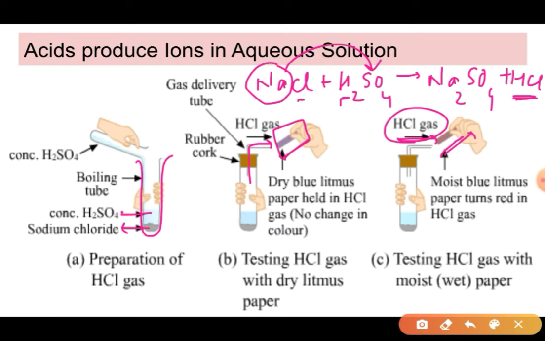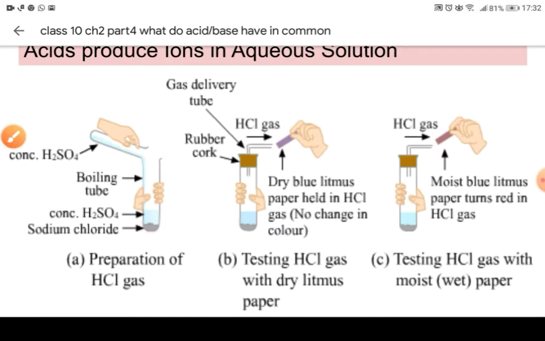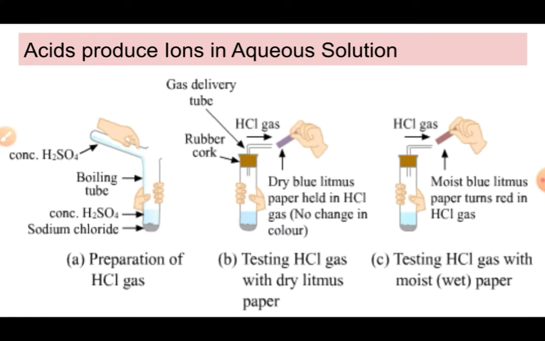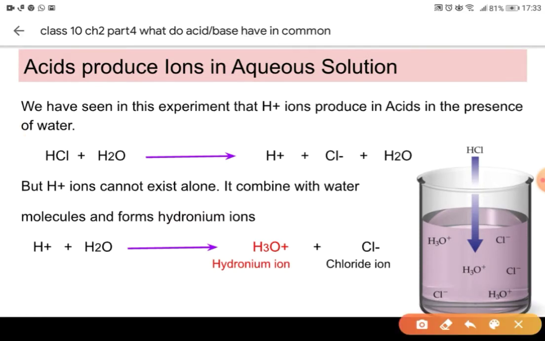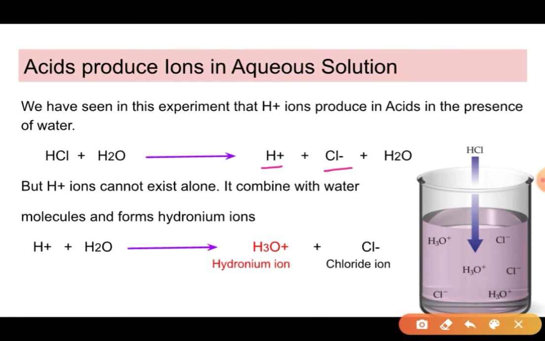because now, in the presence of water, it has split up into H plus ion and Cl minus ion. So all acids require water, an aqueous solution, to split into ions. Whenever an acid is dissolved in water, it produces H plus ions and the anion. This H plus ion combines with the water and produces hydronium ion. So actually, when an acid is dissolved in water, it does not produce just H plus ions. It produces the hydronium ion, which is H3O plus.